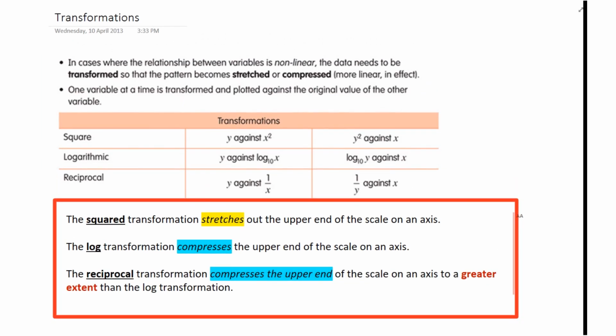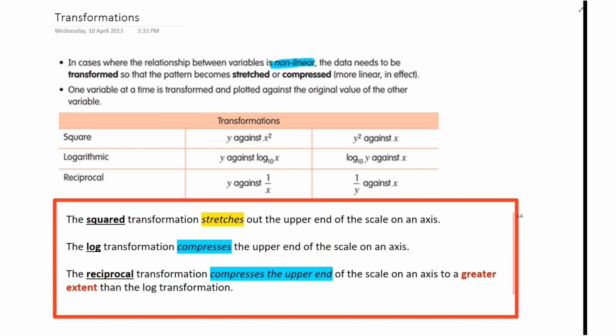Okay, so transformations. In cases where the relationship between variables is nonlinear, the data needs to be transformed so that the pattern becomes stretched or compressed. What we mean by that is it makes it more linear. One variable at a time is transformed. So we're only doing one or the other. We don't do the x and the y at the same time. We do either the x or the y, and we plot against the original value of the other variable.